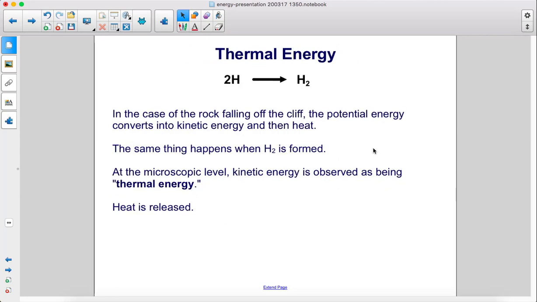In the case of the rock falling off the cliff, the potential energy converts into kinetic energy and then heat. The same thing happens when H2 is formed. At the microscopic level, kinetic energy is observed as being thermal energy. Heat is released.